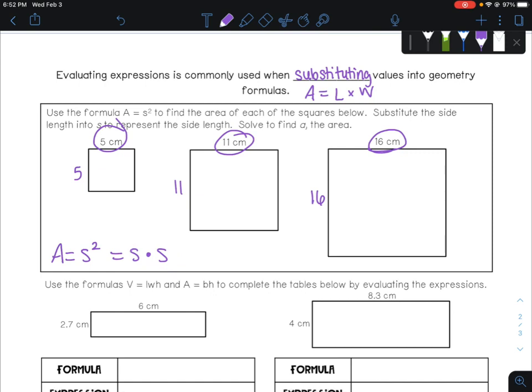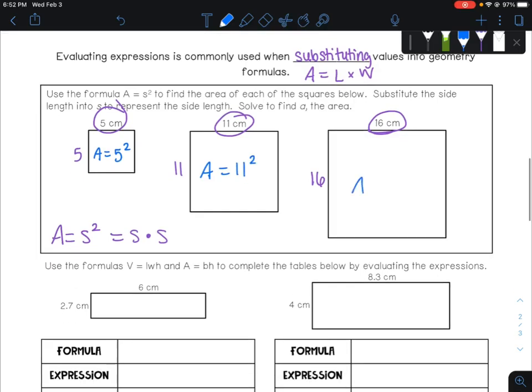We can say this area is 5 squared. This area is 11 squared. This area, 16 squared. And we could go through and we could multiply those all out, or even if you had a calculator, there's a button that does squared. So you wouldn't even really have to calculate it. So 25, this one's going to be 121, and then here we're going to get 256.